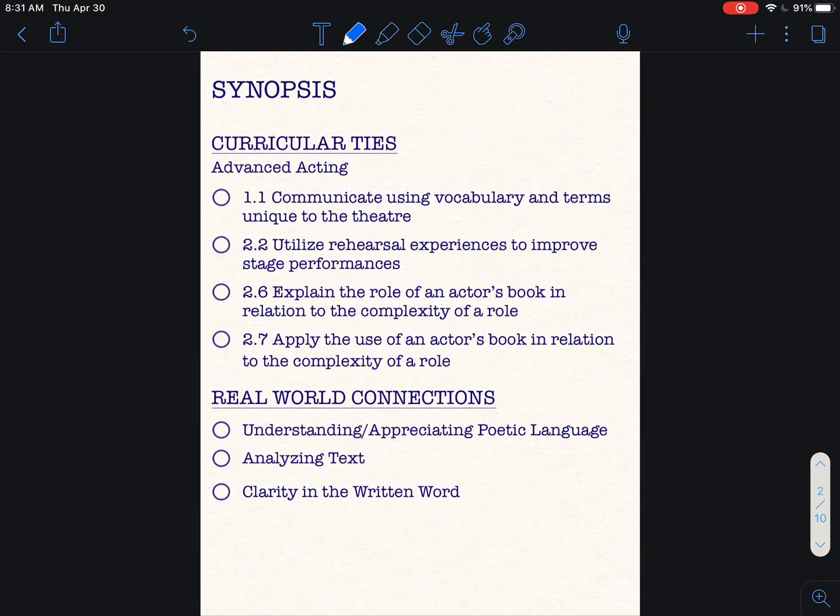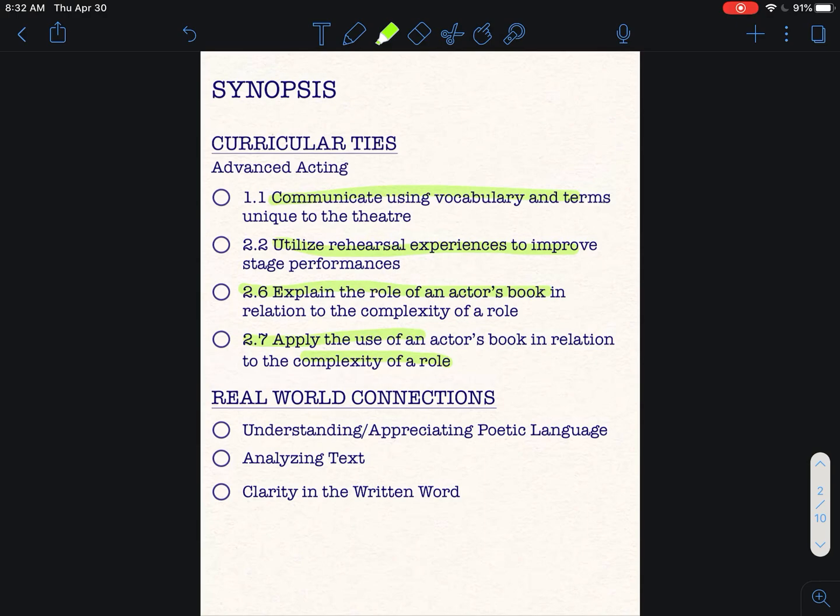So, as I said in all previous videos, we're making sure we understand how to use vocabulary unique to theater, but these are also relevant to English class in the case of punctuation. Really to any reading that you do, it'll be very helpful. We're also talking about how we utilize rehearsal experiences to improve stage performances. So again, it's super important that we recognize that this is rehearsal, part of this work. This is your book. And back to the role of the actor's book, we're going to explain and apply the use of the actor's book to help with the complexity of role.